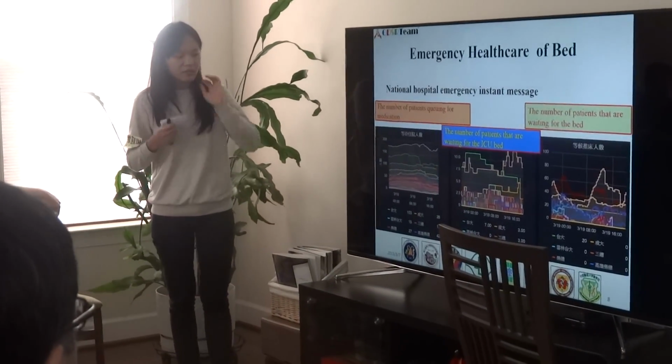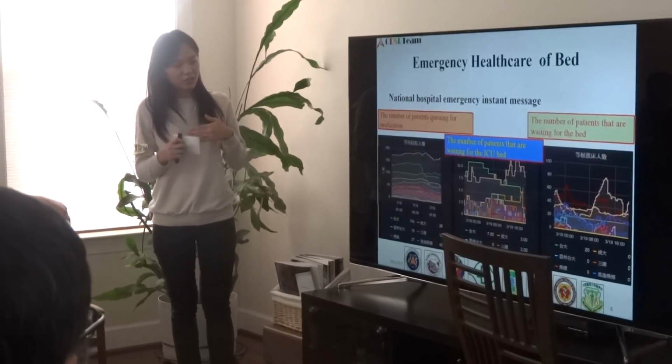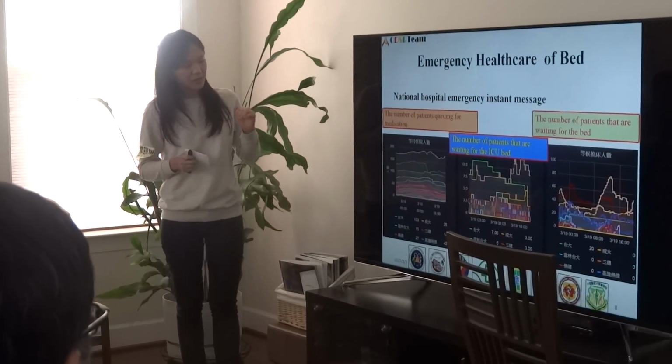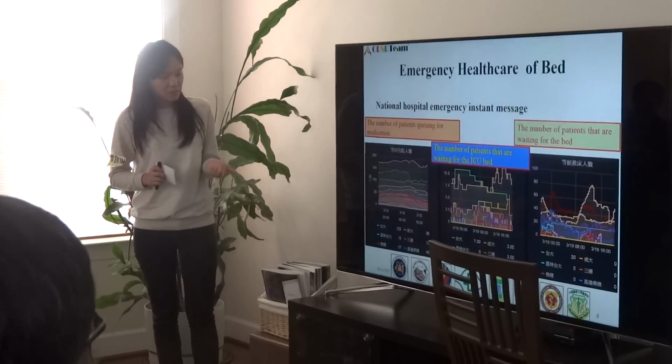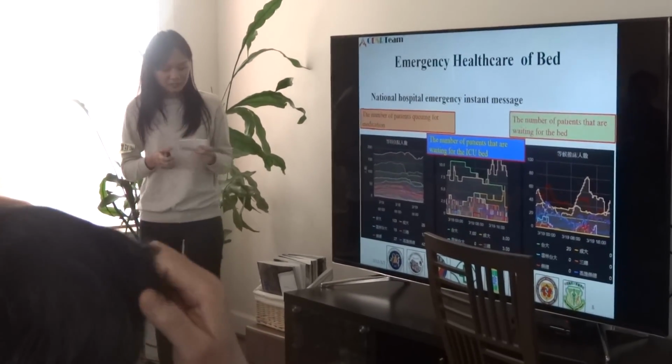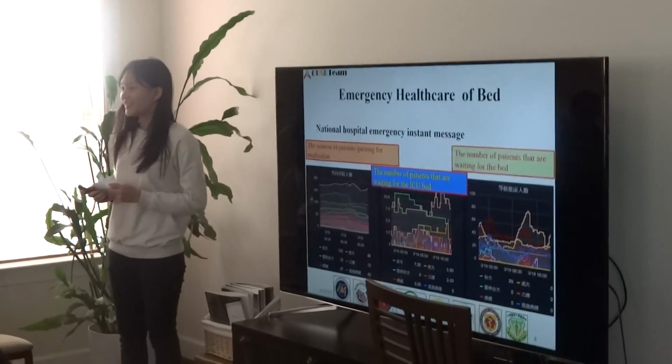And then some other researchers put together that information and made this line graph to compare the hospitals, so that they can see which hospital has the most beds. Then problem solved, right? Wrong.